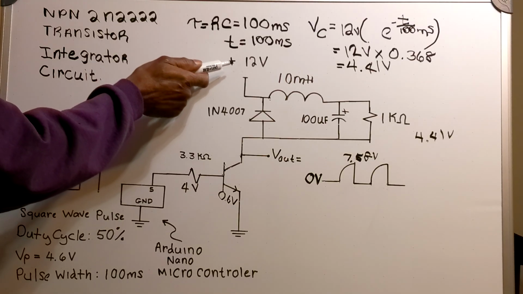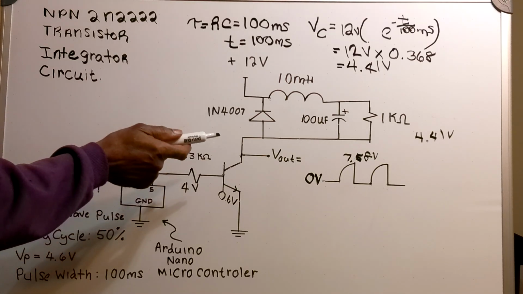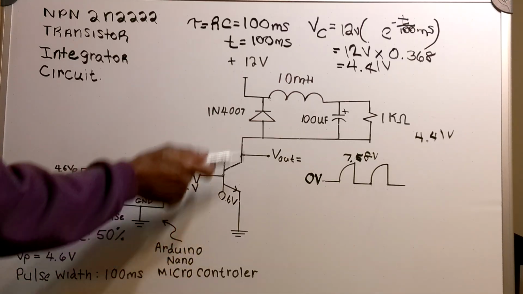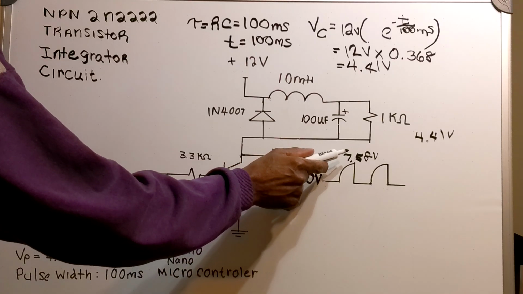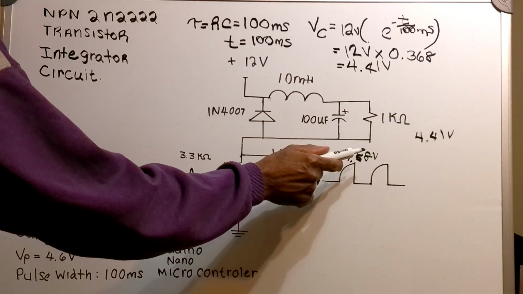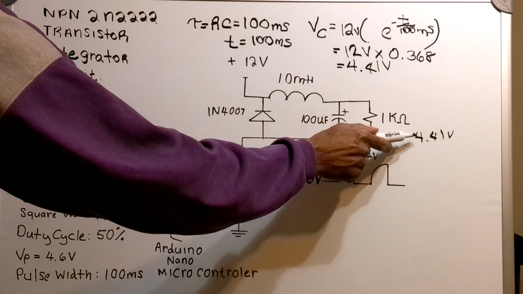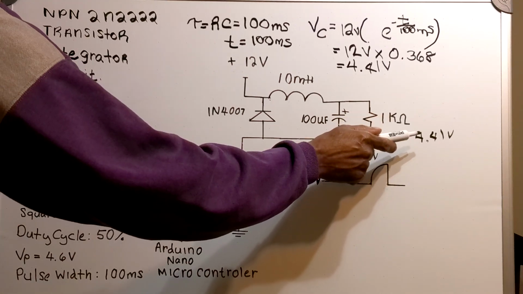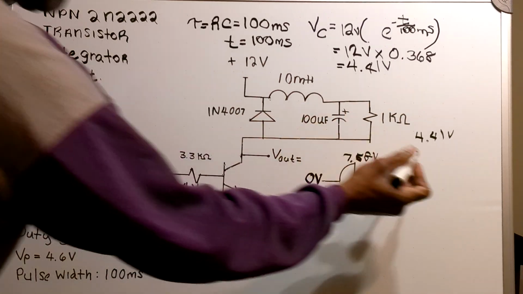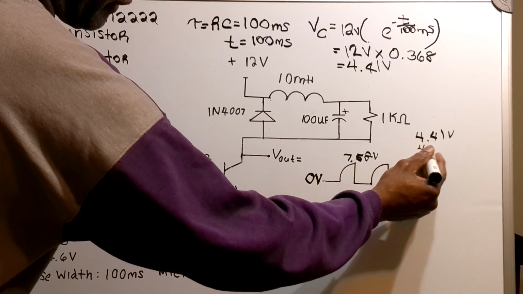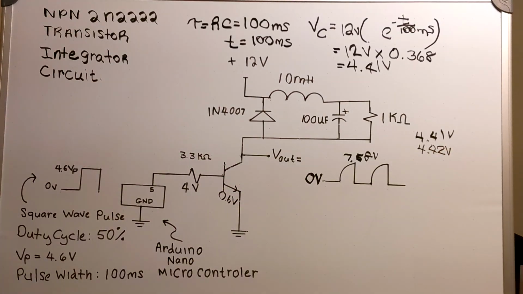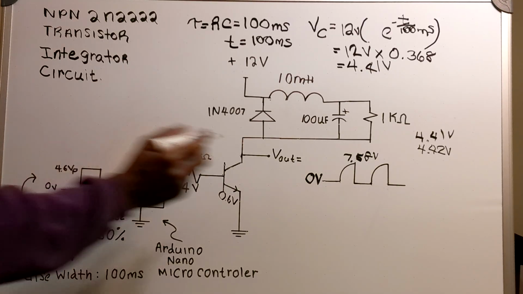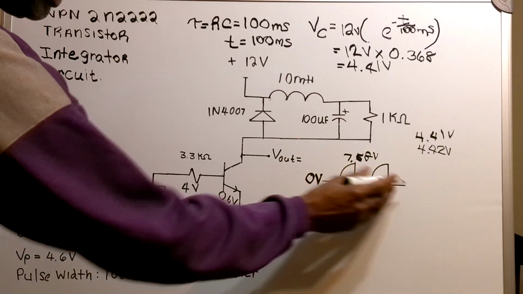Now I have 12 volts. So across the front of my transistor, I must always have 12 volts. So if I have 7.58 volts here, I have to have 4.41 volts here. Or more precisely, 4.42 volts here. Okay, just to be perfect. All right. Now, this is what my output voltage will look like.